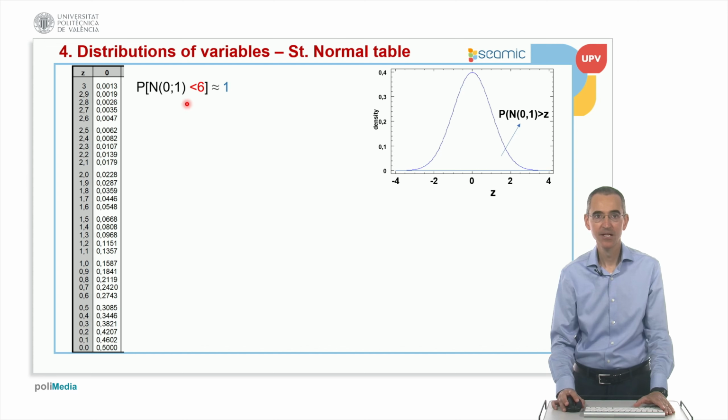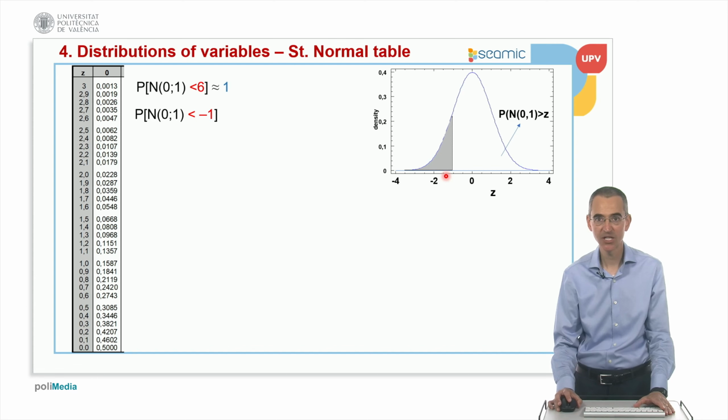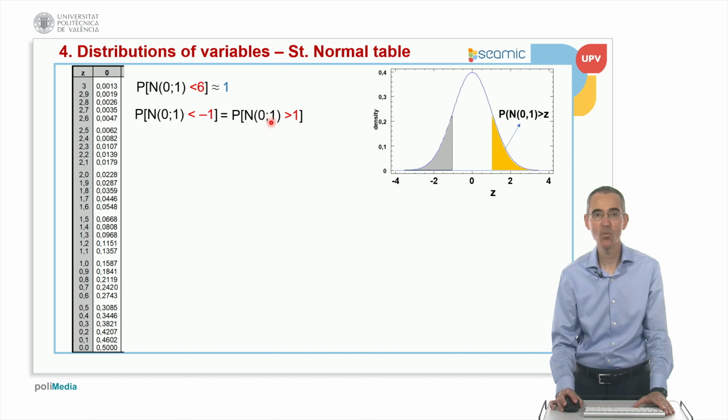So let's continue. To be less than 6, 6 is here, so less than 6 is approximately 1. What is the probability to be less than -1? -1 is here, so the probability is this area that I'm showing in shadow or in gray color. By symmetry, I can say that this area is the same as this area. So being less than -1 is the same as being greater than 1. So now we go here to the value 1 and we read that this probability is approximately 0.16.